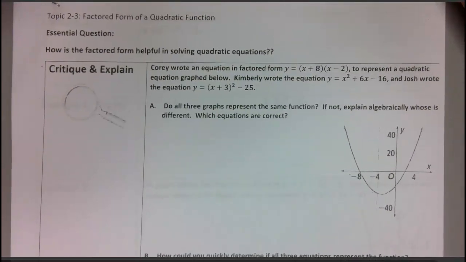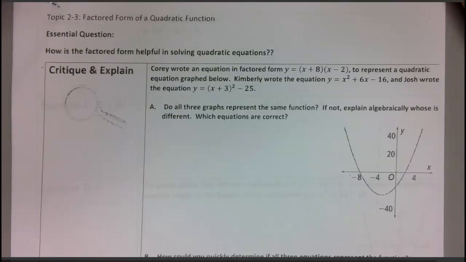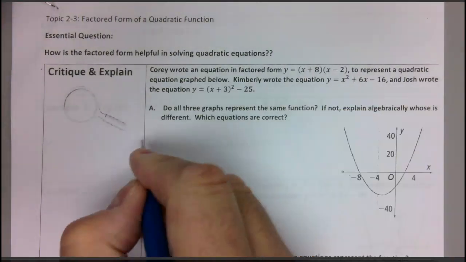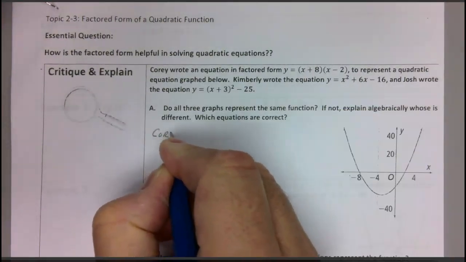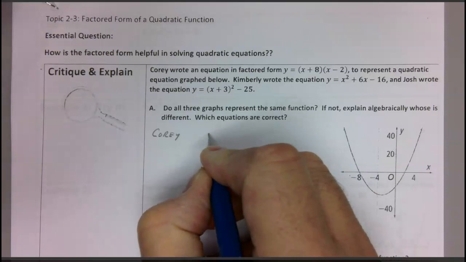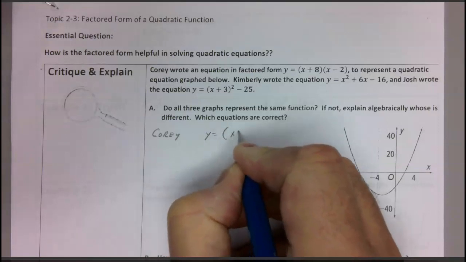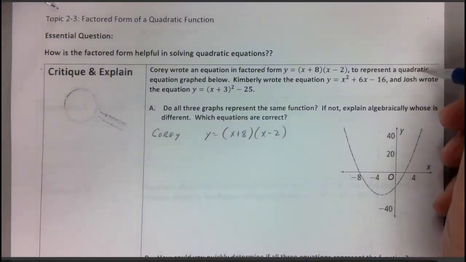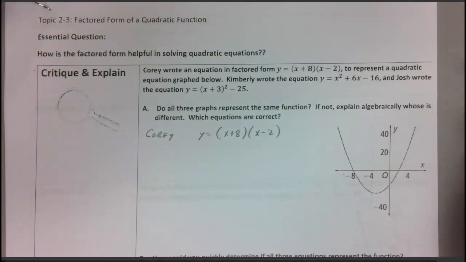This is Algebra 2, factored form of a quadratic function. Corey wrote an equation factored. So Corey's equation was y equals x plus 8 times x minus 2 to represent a quadratic function equation.